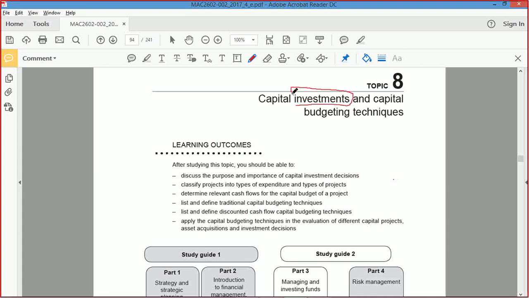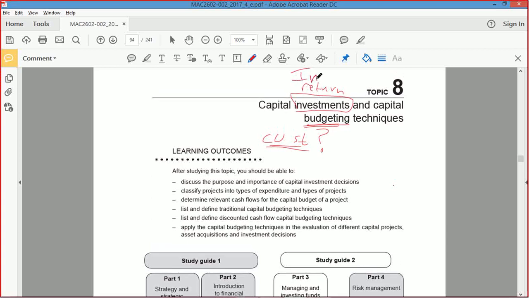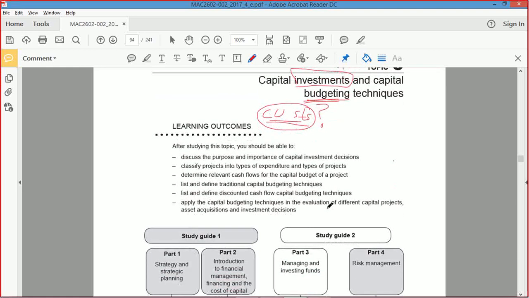Investment means we're going to receive some sort of return. And the budgeting means how much we're going to be allocating in terms of the costs. So when looking at these types of questions, you need to look at both. You need to look at the income, which is the return, and you need to look at the costs, which would be the outlay, so the resources that you're going to have to invest.